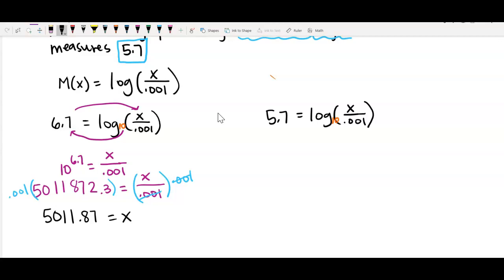Okay, so now I want you to do the one for 5.7, right? So solve this for x. If we have a 5.7 magnitude earthquake, figure out what the x would be on this. Let me give you a couple minutes to try that.